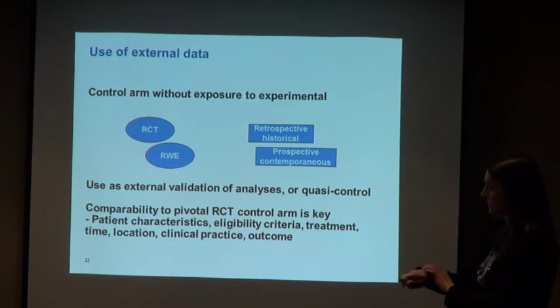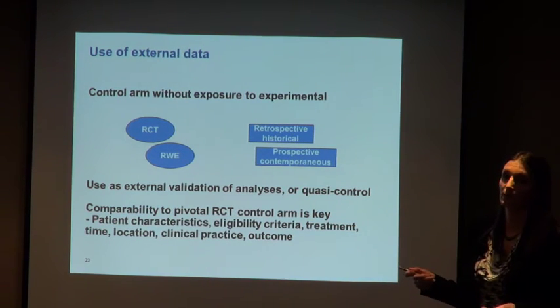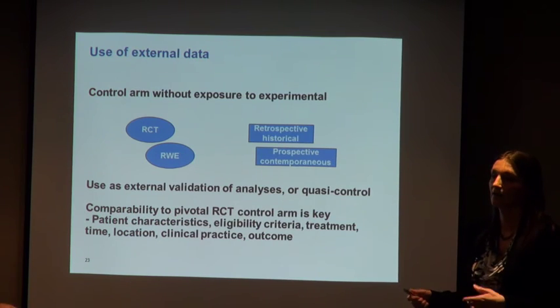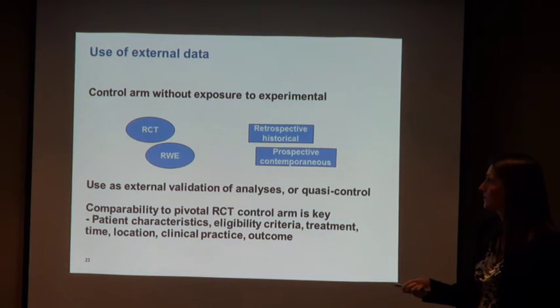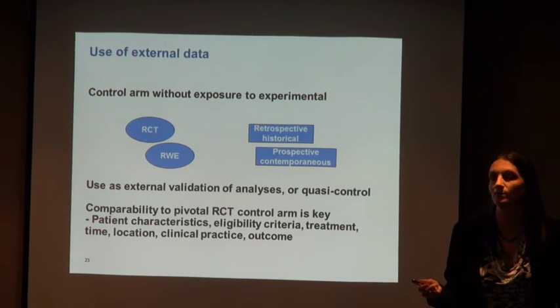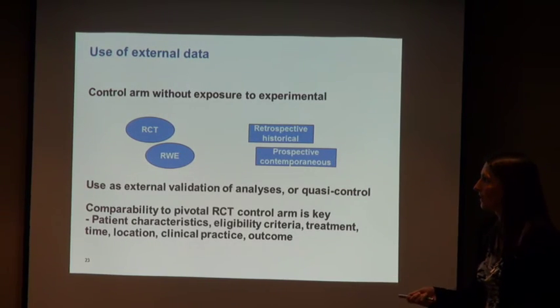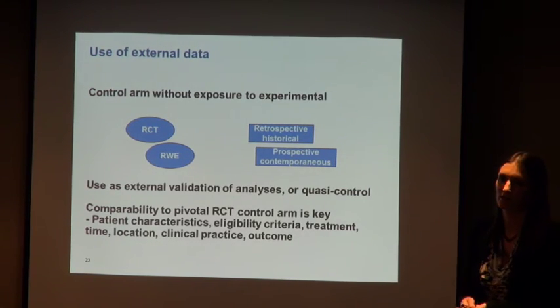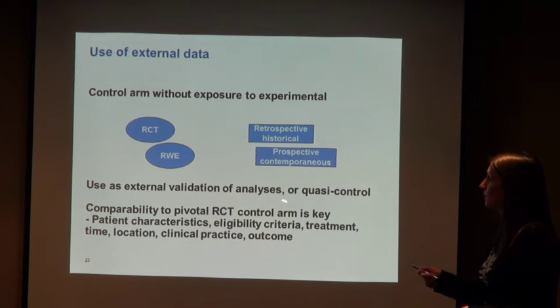And just very quickly, use of external data. Bit of a different approach here, but what you're looking at here is either validating your within-trial adjustments that you've done using some external data, or just throwing out the control arm from your trial and replacing it with some external data. It's a cross-trial comparison. It's fraught with all the same issues of cross-trial comparison. Important to try and get them as comparable as possible.